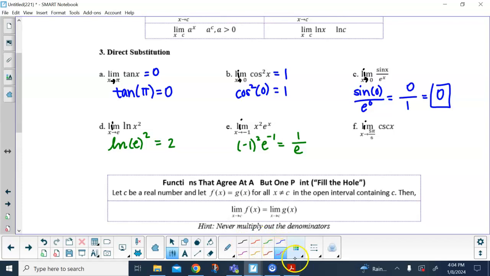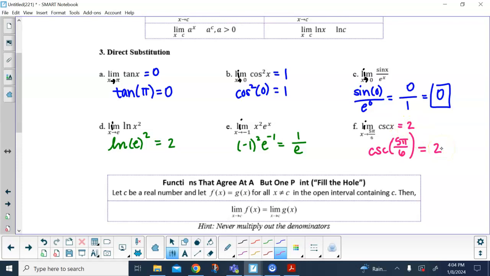All right, last but not least, letter F, your cosecant of x as x approaches 5 pi over 6. Again, this is just a basic plug and chug. If you have cosecant of 5 pi over 6, you would find the cosecant value at 5 pi over 6. And that value there would be 2 because it would be 2 over 1, which is just 2. So that limit's value is 2, okay?